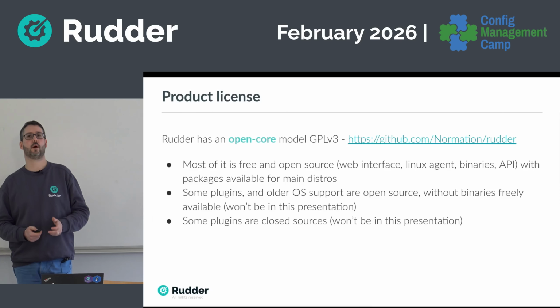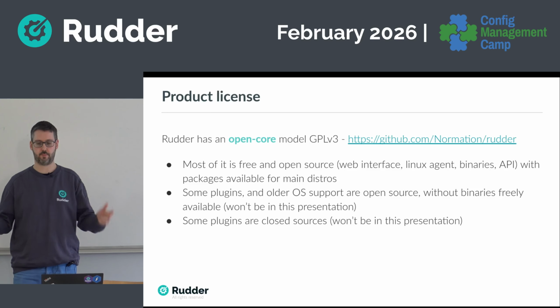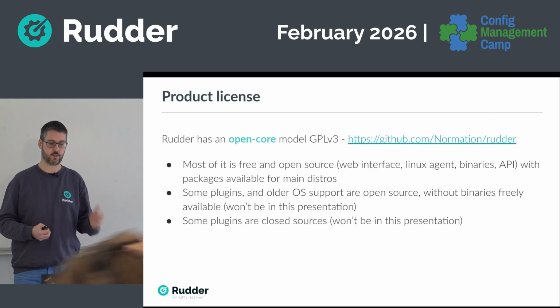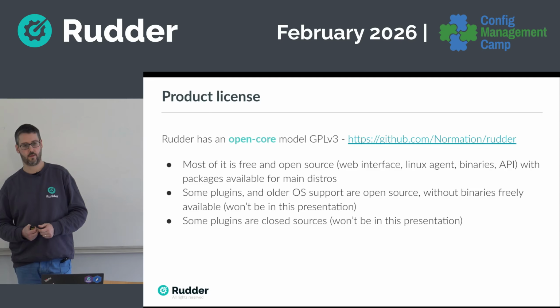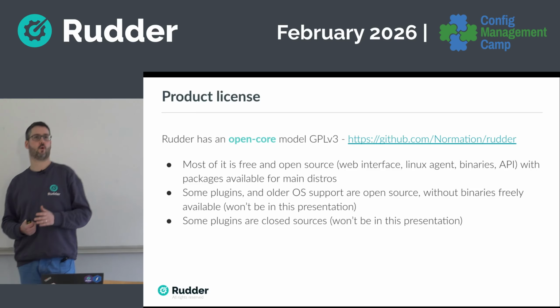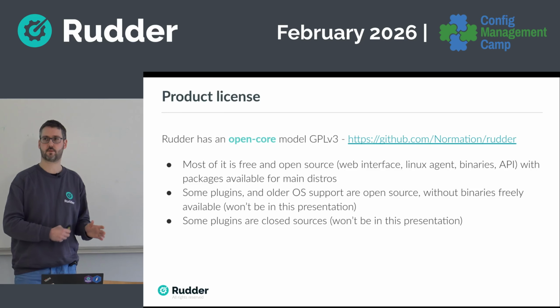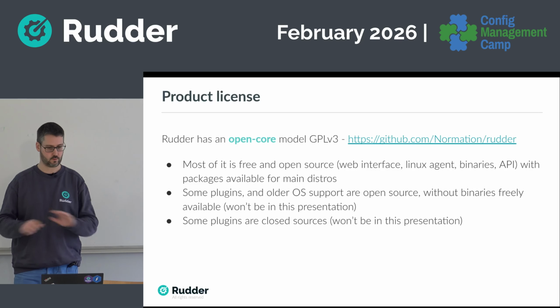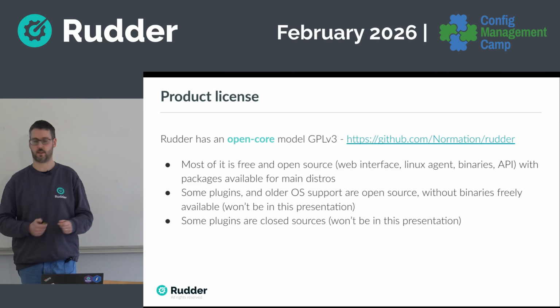So Rudder has an open core license. We are using the GPL v3 license, and most of Rudder is open source: the web interface, the Linux agent, the binaries, API, user authorization, etc. And we provide packages for the main distributions. Some plugins and older operating system support are open source, but we don't distribute the binaries freely. And we won't talk about that. And we have some closed source plugins for Rudder, but we won't speak about that during this presentation. So I will only speak about the open source part of Rudder.